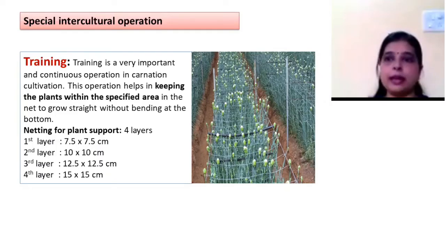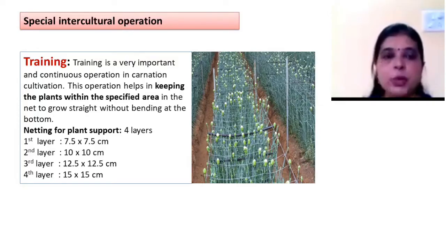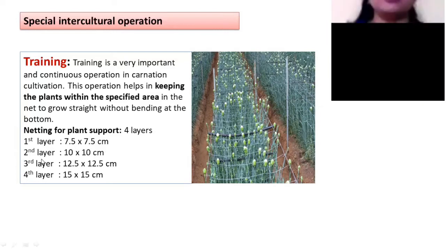The first layer that I showed you in the figure is done at a spacing of 7.5 by 7.5 centimeter. Then the second layer is given at 10 by 10 centimeter. Third is 12.5 by 12.5 centimeter, and the fourth layer is given at 15 by 15 centimeter. You have to increase the spacing at each layer of netting, because as the plant grows, the branches emerge and the area increases. So you have to increase the area of the netting.